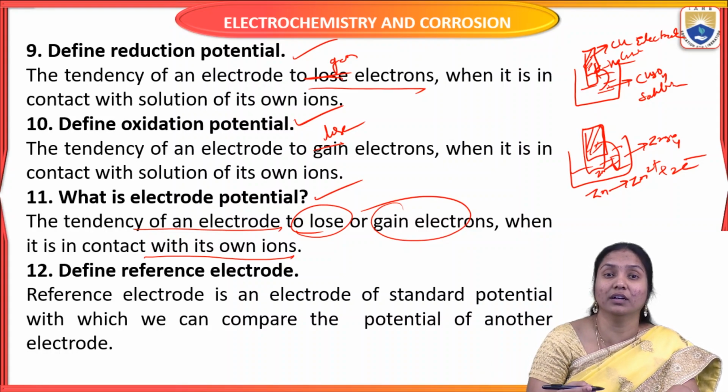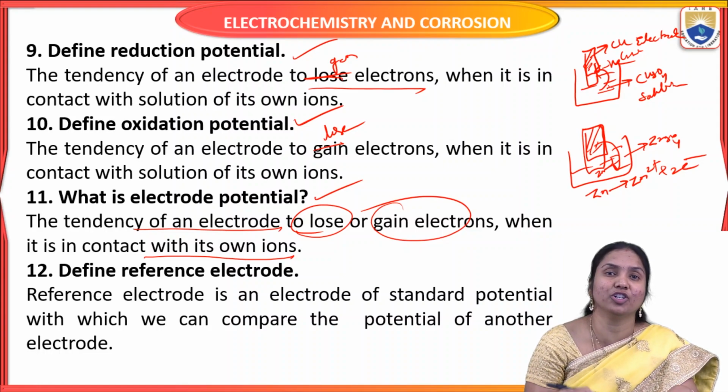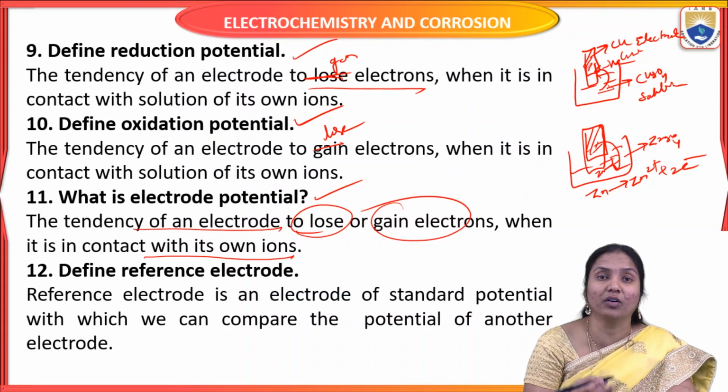In this case, zinc loses its electrons, so it develops oxidation potential. Otherwise, copper, when we dip it in copper sulfate solution, gains electrons from the electrolyte solution. So in this case, it develops reduction potential. The natural tendency of a metal to lose or gain electrons when it is dipped in its own salt solution is called electrode potential.